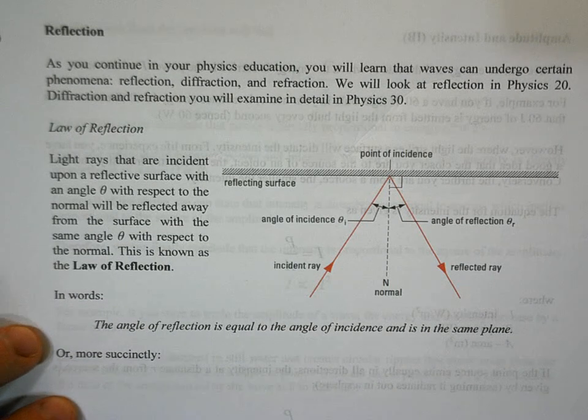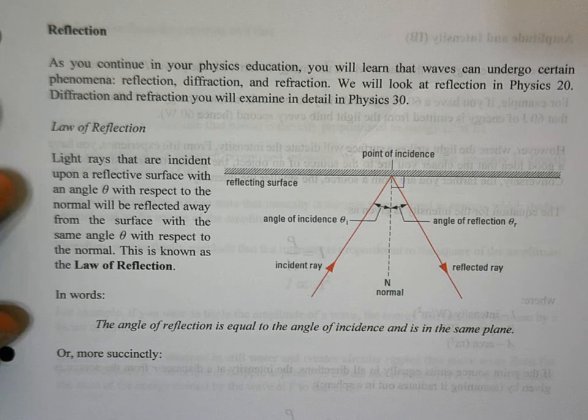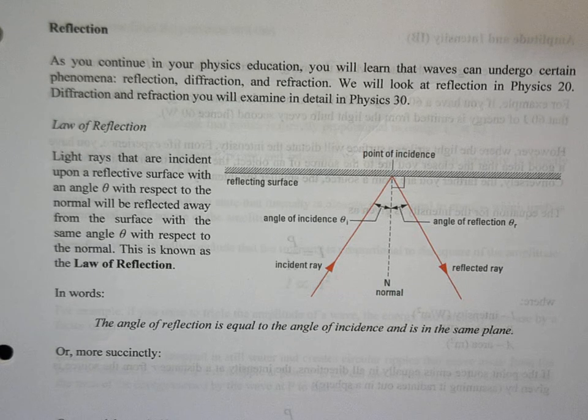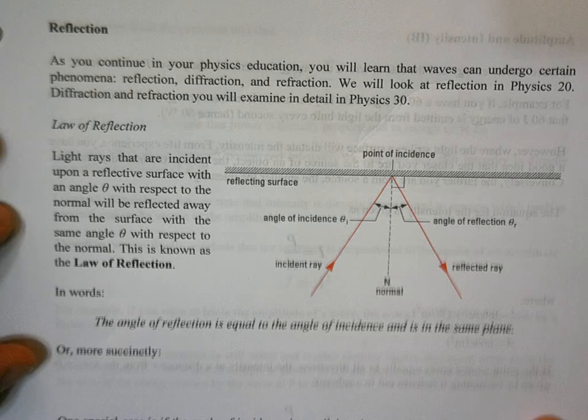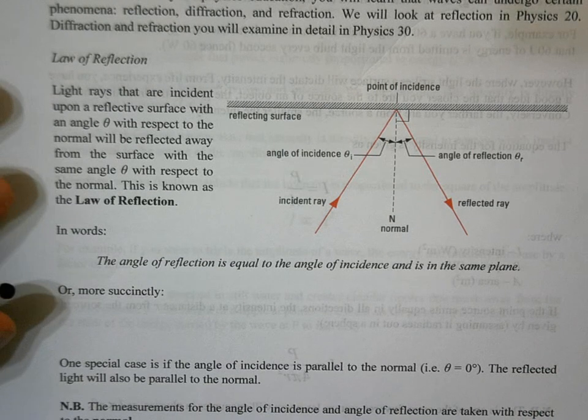Now, we talked a little bit about reflection, and waves do undergo reflection. You'll also learn a bit later that they undergo something called diffraction and also refraction and polarization. Those are things you'll look at in Physics 30. We're just going to stick to reflection. And reflection is something you've already done in science in a previous course.